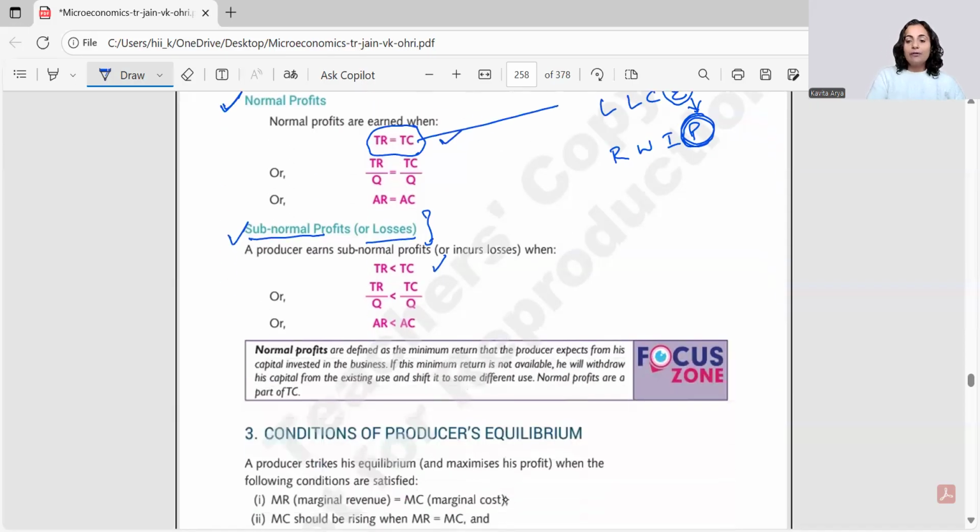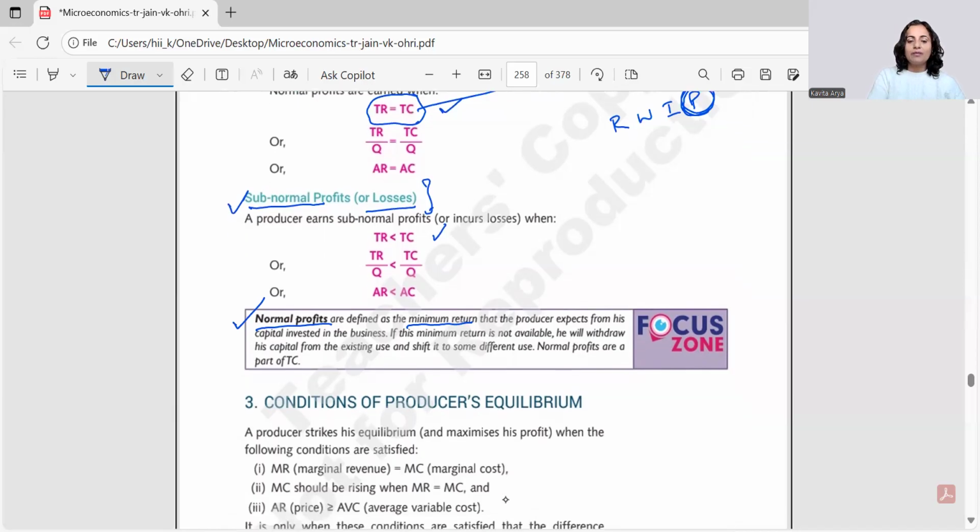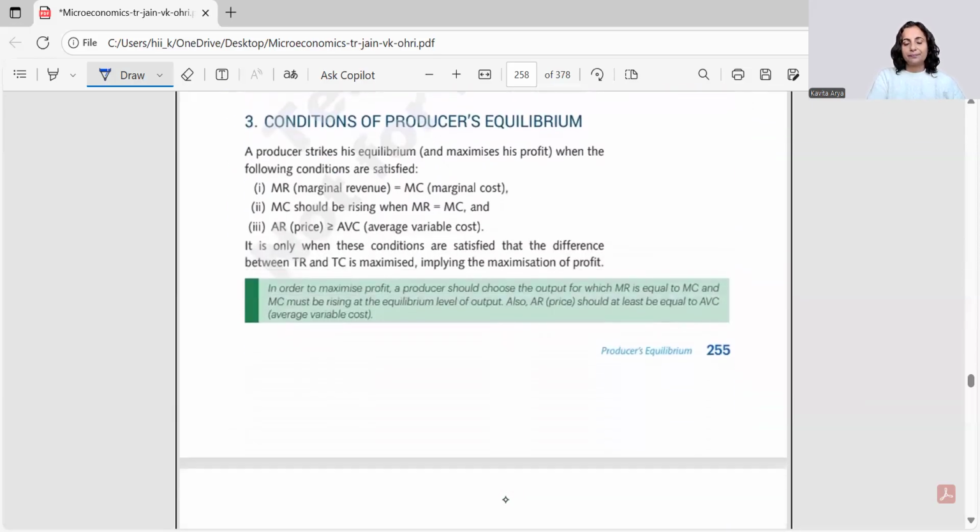Okay, so if we just try to give the definition, normal profits are defined as the minimum return that the producer expects from his capital invested in the business. If this minimum return is not available, he'll withdraw. Okay, so normal profits are a part of total cost.